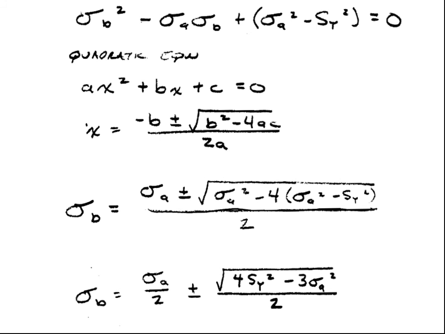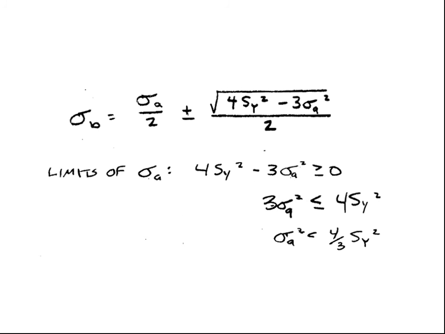Now, this is going to give us some limits right here. We know that the square root has to be positive, and so that gives us the result that sigma a squared has to be less than or equal to 4/3 the yield strength squared. That'll give us the upper and lower limits of what the normal, the principal stress sigma a can be.